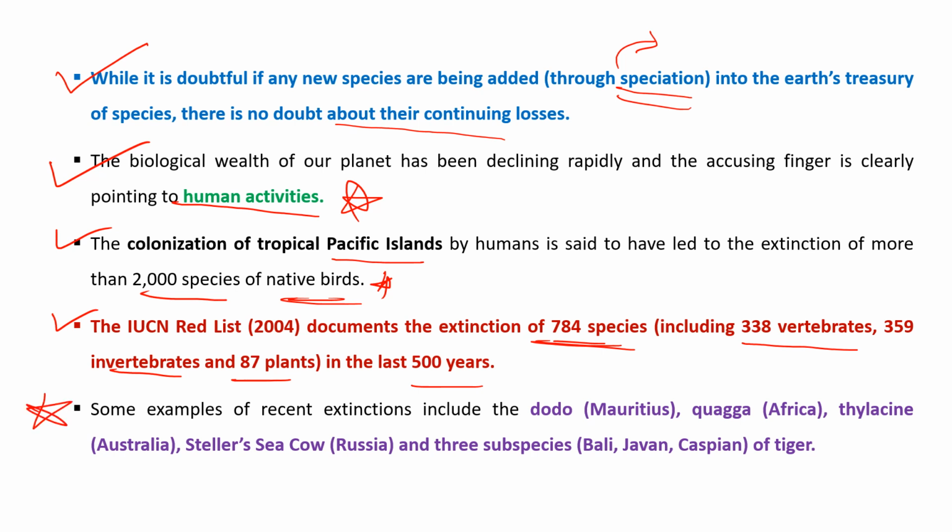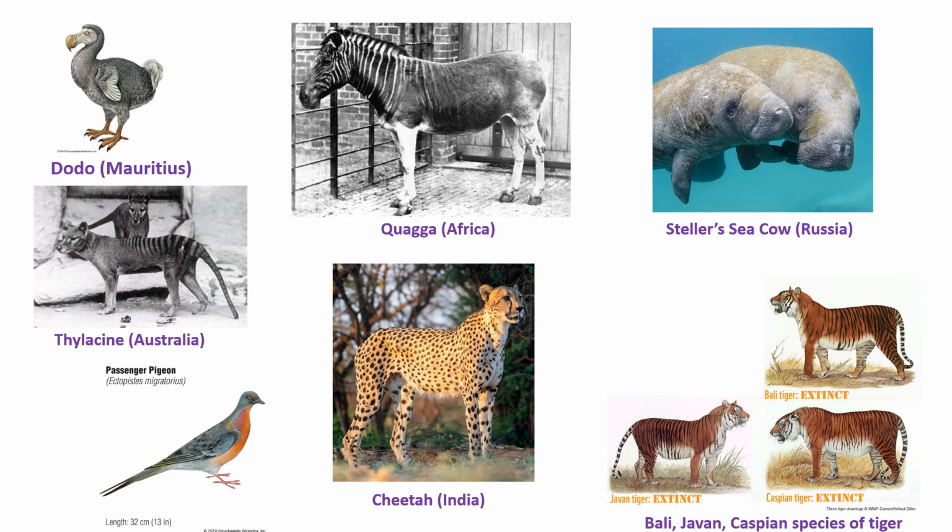Some well-known examples of the extinct species are dodo, that is extinct from the Mauritius, quagga from Africa, thylacine from Australia, stellar sea cow from Russia, and three subspecies of tiger, Bali, Javan, and Caspian are extinct from the earth. So, dodo extinct from the Mauritius. So, this is dodo, and this is quagga. This is extinct from the Africa. The stellar sea cow is extinct from the Russia. Thylacine from Australia. This is the passenger pigeon that is also extinct. This is cheetah from India, and these three species of tiger, Bali, Java, and Caspian are extinct.